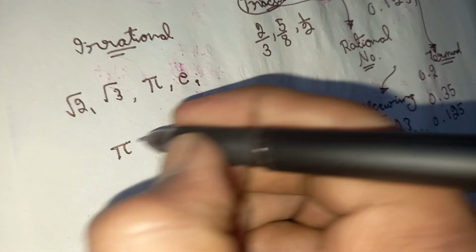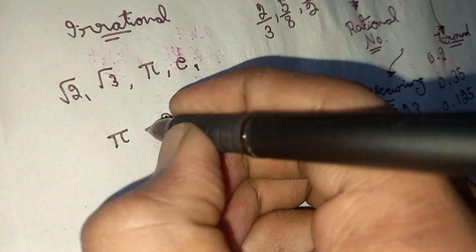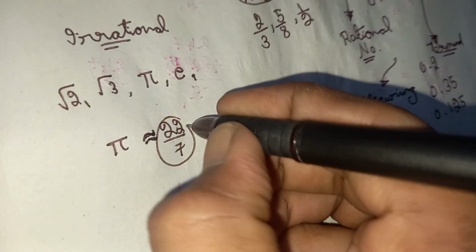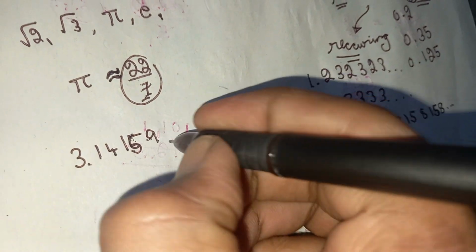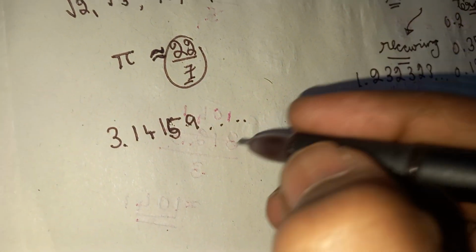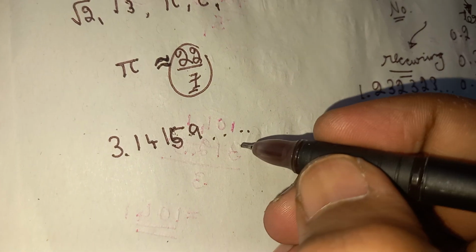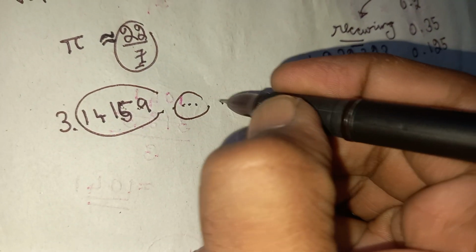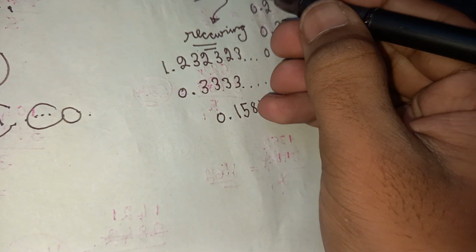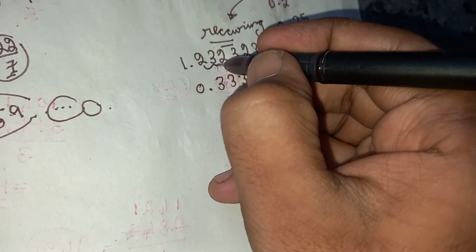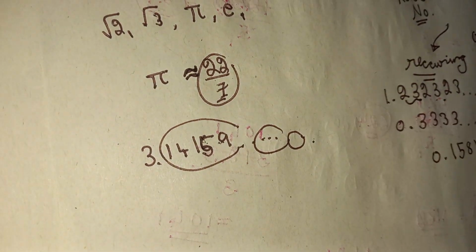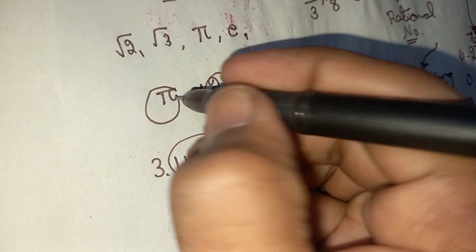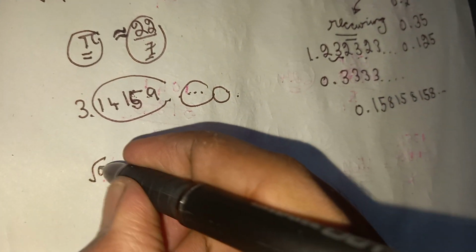If we expand pi, 22 by 7 is just an approximate value of pi. This is not the accurate value. The accurate value is 3.1416, and like this it keeps on continuing, 159, like this it keeps on continuing. Even after hundreds or thousands of digits, you cannot find any pattern which keeps on repeating. It does not terminate at any point, nor does it repeat, whether 1 digit, 2 digits, or even 100 digits, 1000 digits. You keep on getting completely different patterns if you expand numbers like root 2 or root 3.